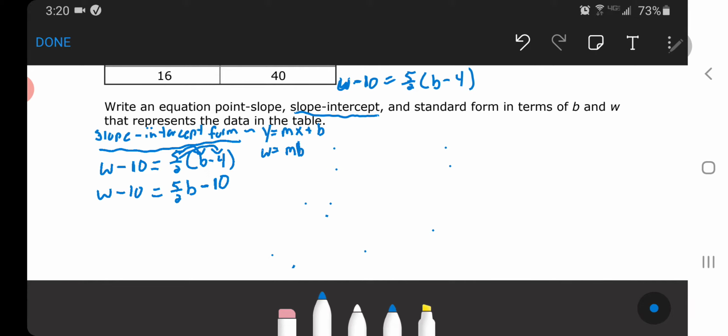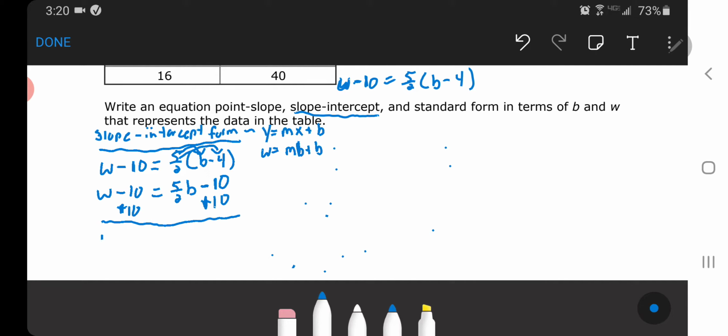It's kind of confusing now, mb plus b, but okay, you get the point, I hope. Once again, just solve for that w. We need to move that negative 10 over, so we need to add 10, do the opposite. But what I do to one side, I must do to the other. Let's make sure we get like terms with like terms, constants with constants.